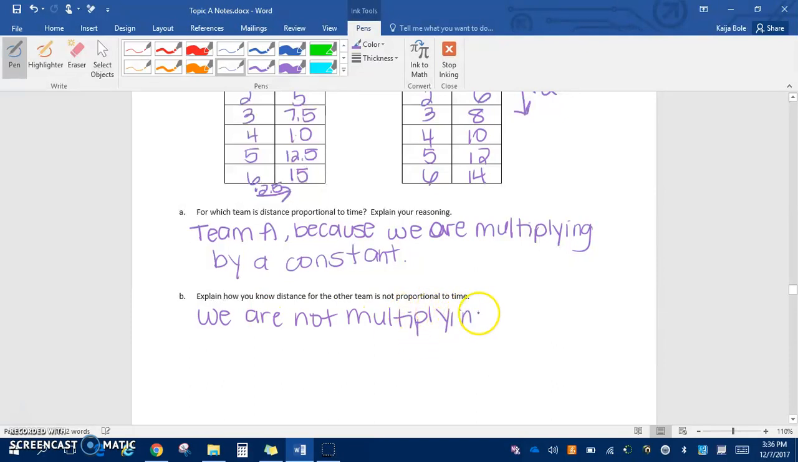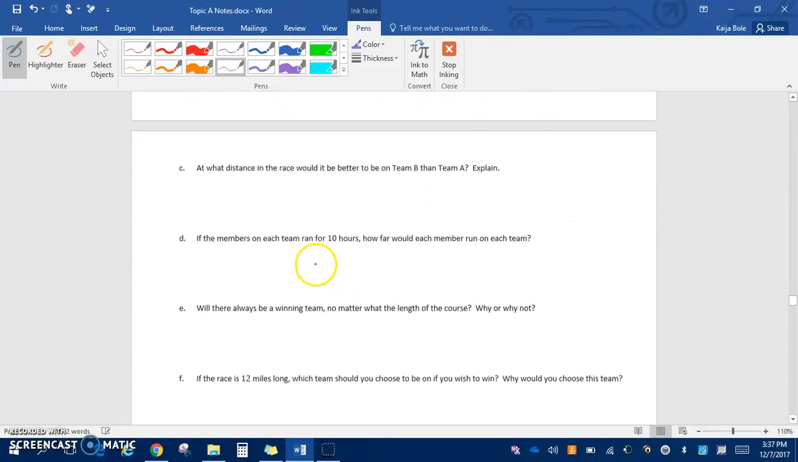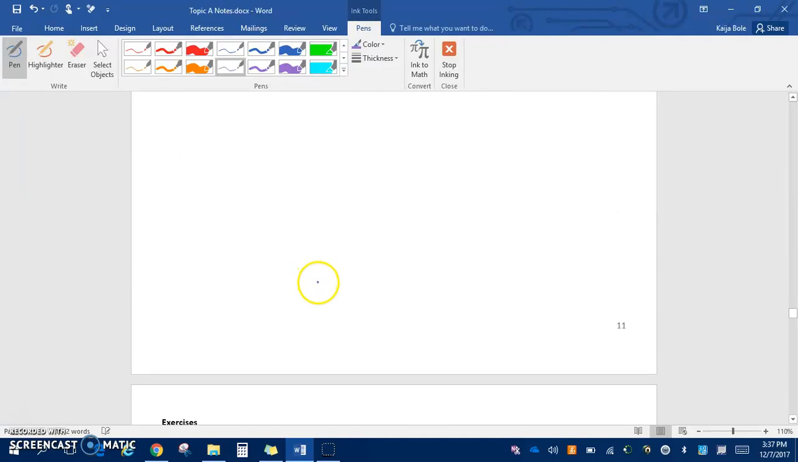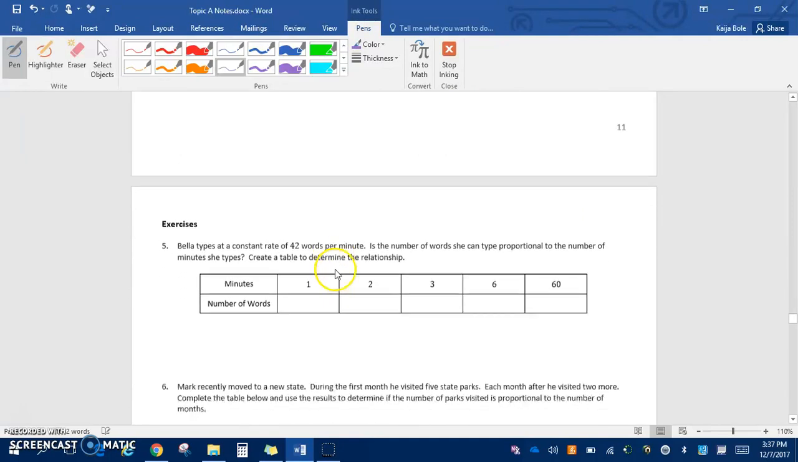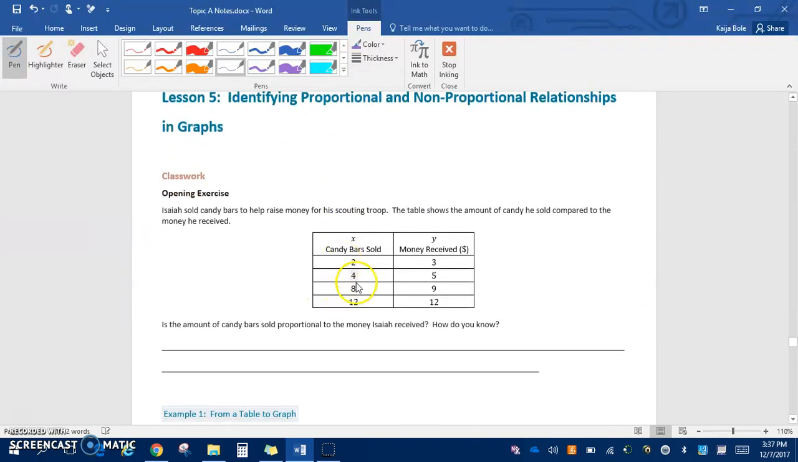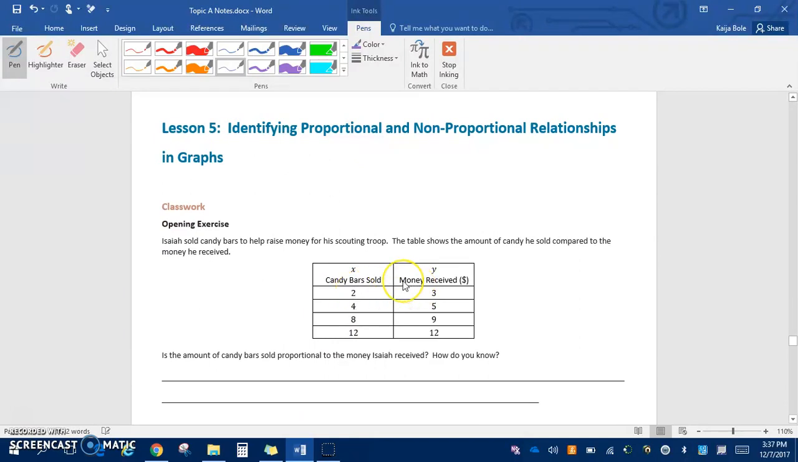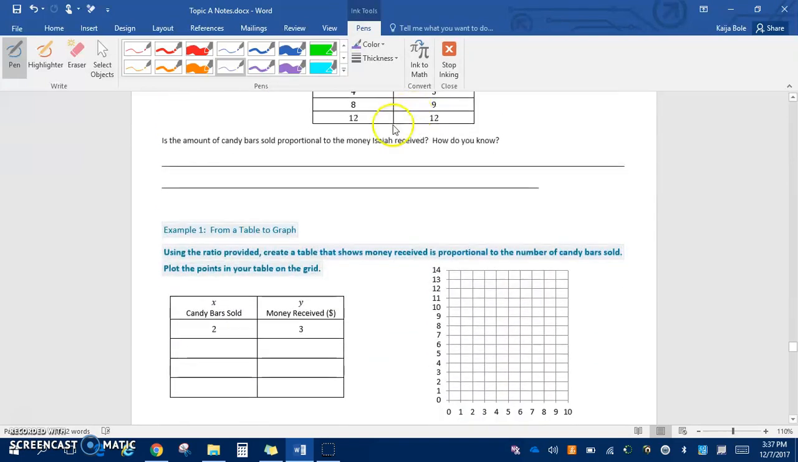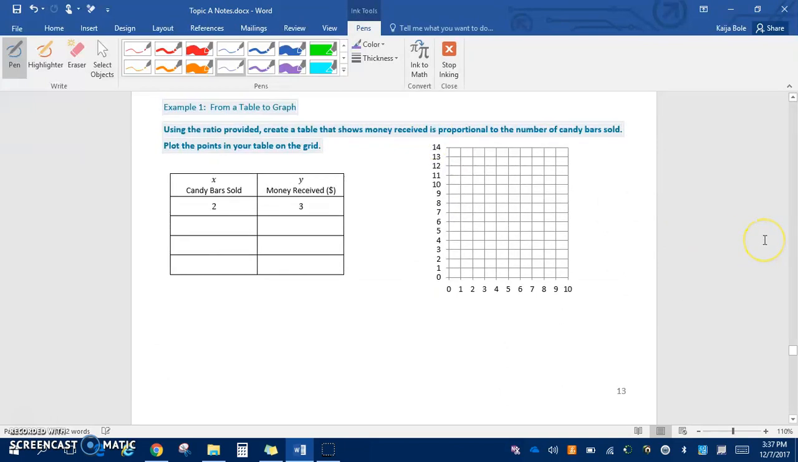Alright. So that's all for that page. So make sure you have all that written down. We're now going to skip the next page. So don't worry about page 11. We're going to skip page 12 as well. And we're going to go all the way to where it says lesson 5. So lesson 4 is pretty much just deciding if it's proportional or not, and we've been doing that for the last few lessons. So we're going to look at lesson 5, and we're going to look down at the bottom of the page. I'm at example 1.